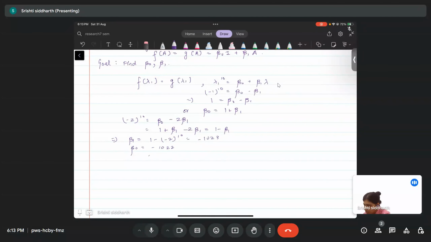Okay, so now f at A, which is A to the power 10, is simply minus 1022 times identity, minus 1023 times the matrix A. So you can substitute A and identity here. I'm just going to write down the final answer. This is minus 1022 minus 1023. So you have found this large power of A without multiplying the matrix 10 times.